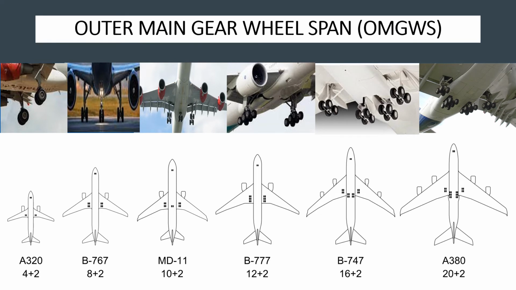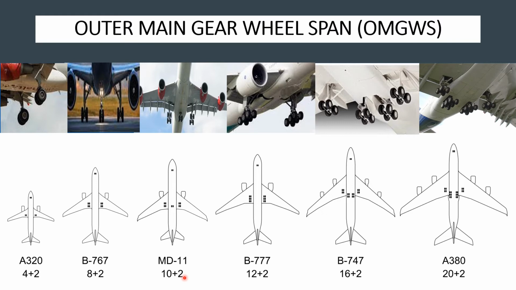So the final component that goes into determining your aerodrome reference code is the outer main gear wheel span. This outer main gear wheel span is the measurement between the outermost part of the wheel on one side to the outermost part of the wheel on the other side. Yes, that is how you measure your outer main gear wheel span.